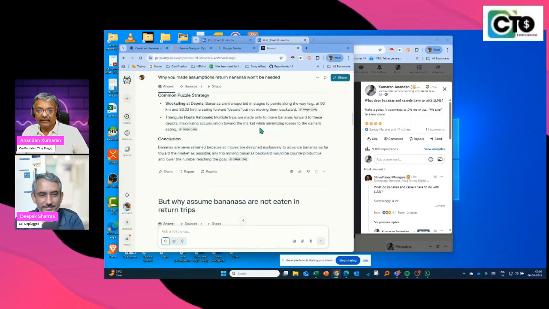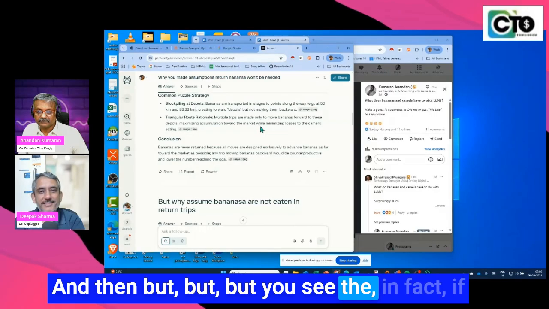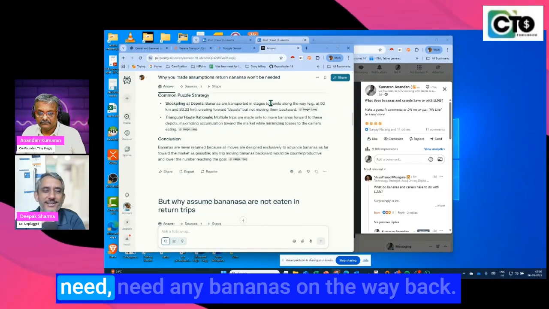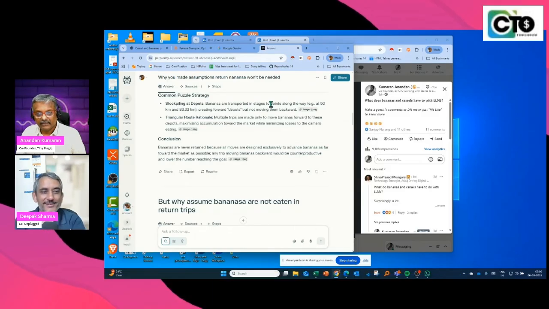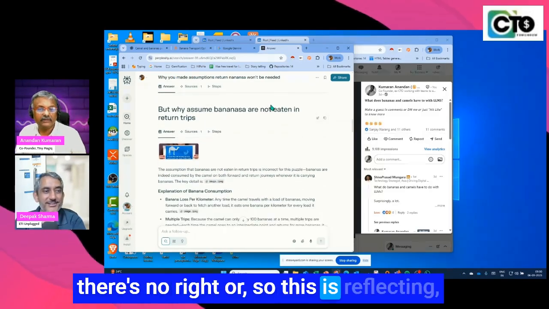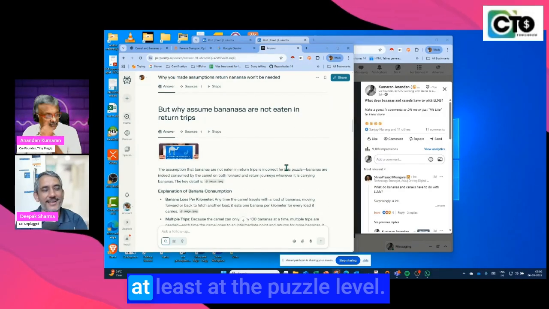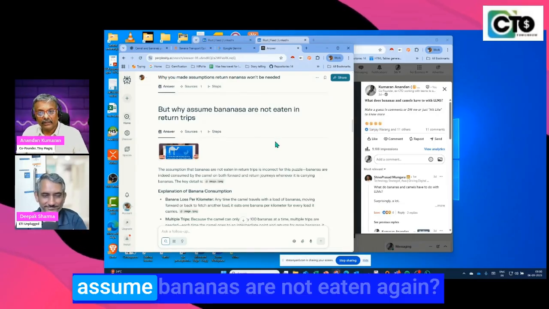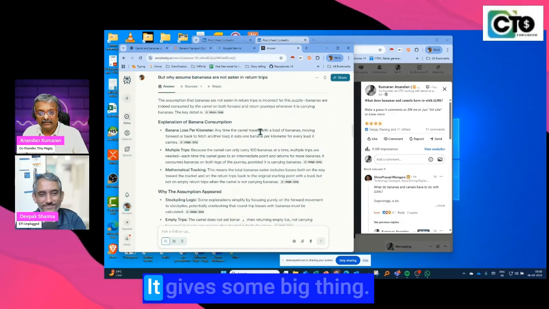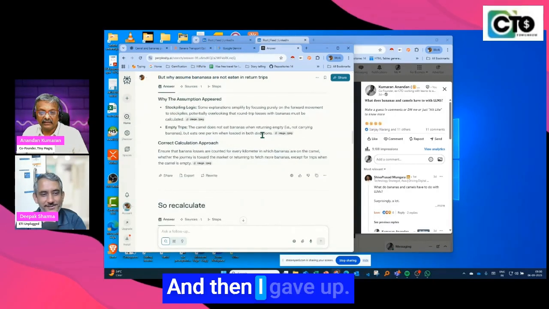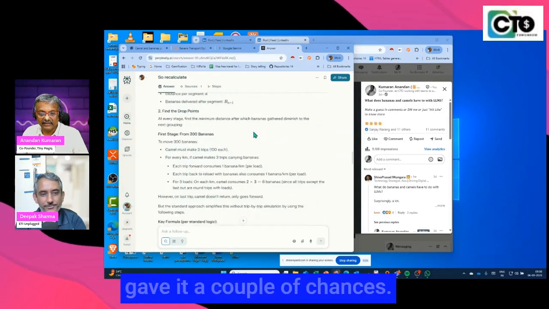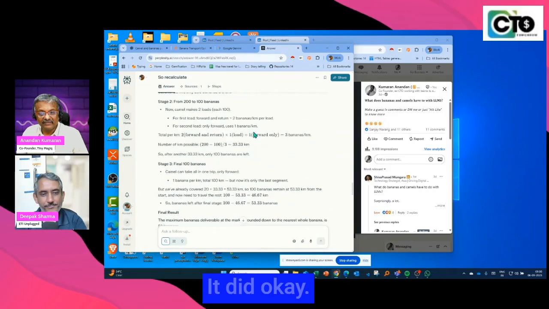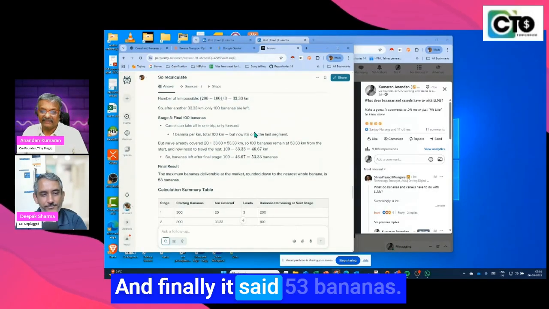But in fact, if you look at the responses which you got, a lot of people actually did not assume that you need any bananas on the way back. Now there's no right or wrong answer. It is reflecting the human thought, at least at the puzzle level. Why assume bananas are not eaten? Again, it gives some vague answer, and then I gave up. I said recalculate. I gave it a couple of chances. It did some more things, and finally it said 53 bananas.